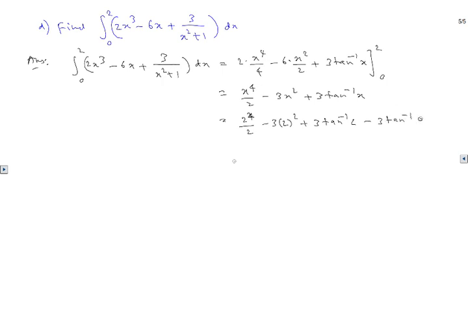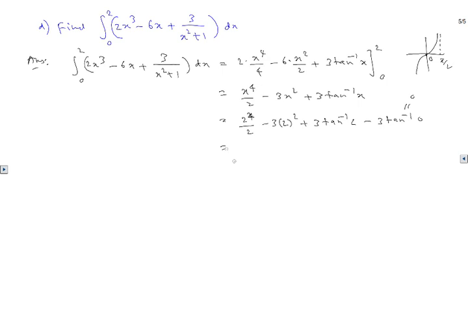How much is tan inverse 0? Tan inverse 0 is 0, right? If you look at the tan graph, it passes through 0. So even if you take the inverse, it has asymptote pi over 2, and if you look at the inverse, it's still 0. So it's going to go away there.